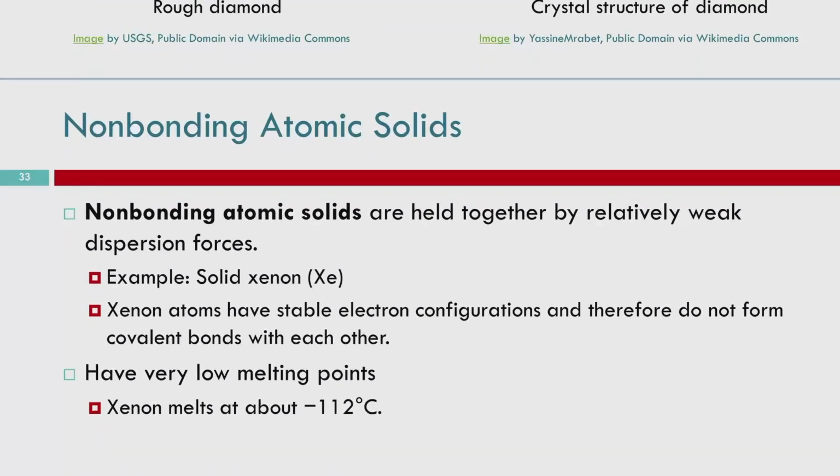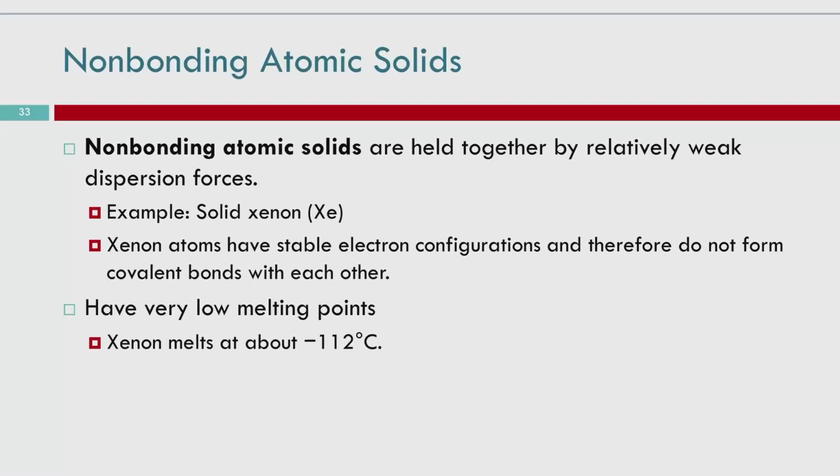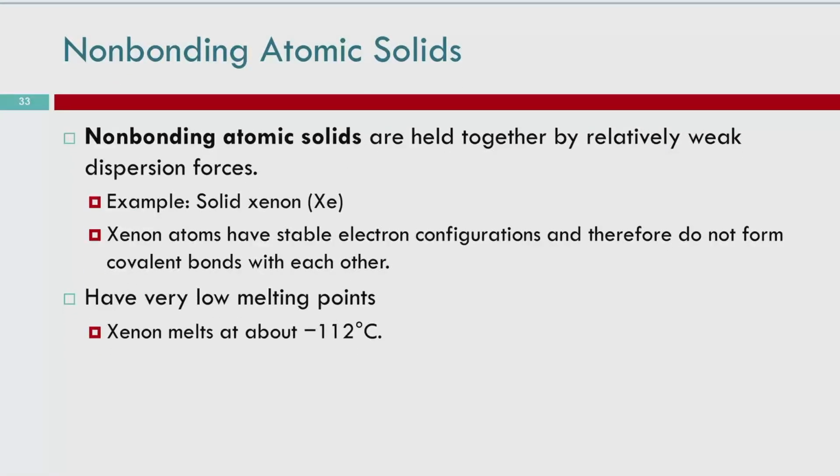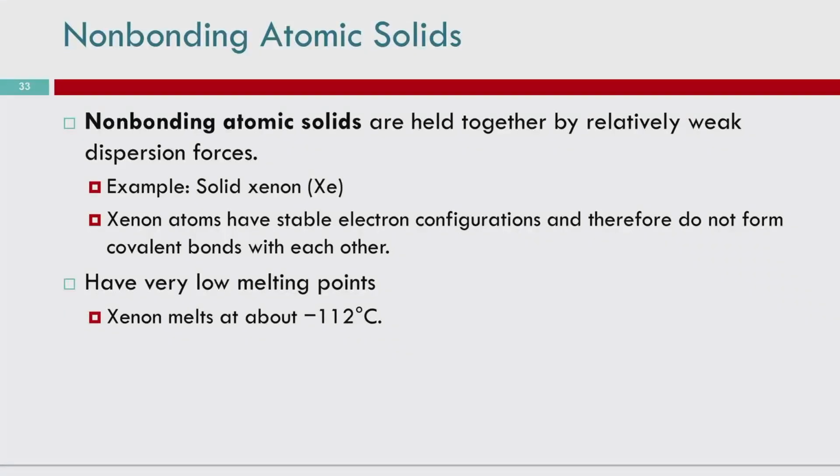So that's our covalent atomic solids, ones that are held together by covalent bonds. Then we've got ones that aren't held together by covalent bonds. These are non-bonding. No bonds formed. And this is stuff like solid xenon and our other noble gases. They don't form any bonds. They just sit next to each other. And they interact with dispersion forces.